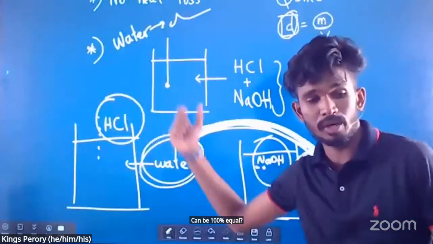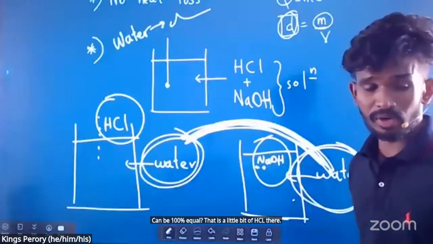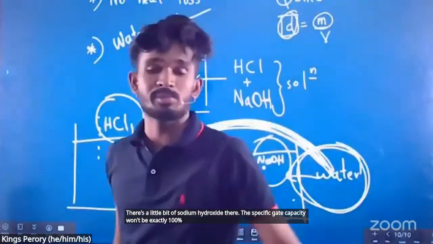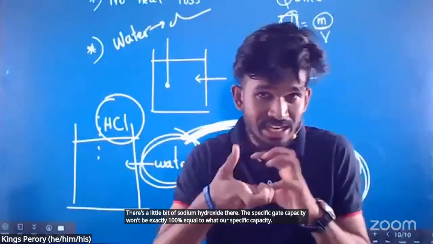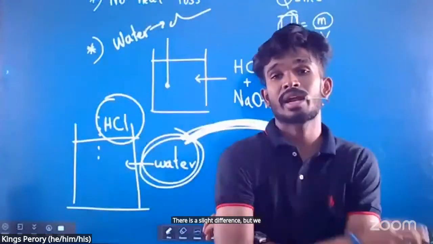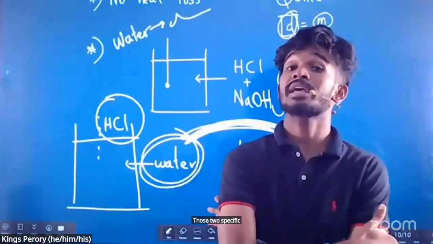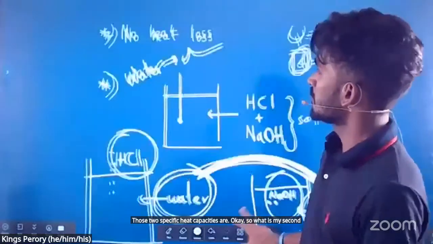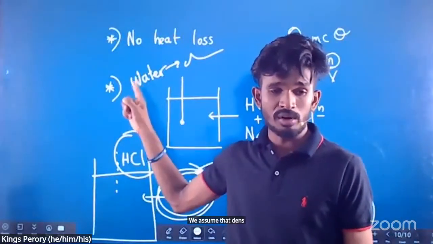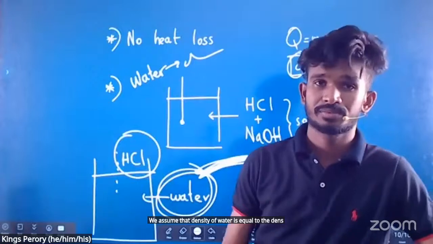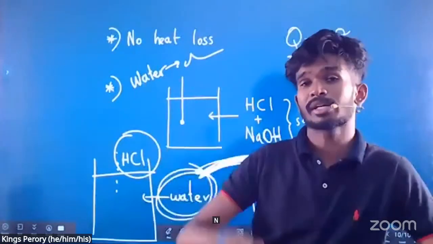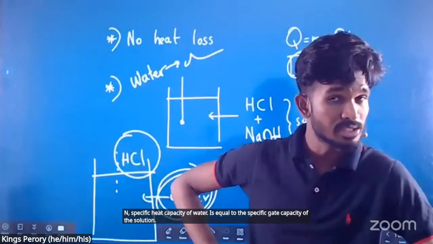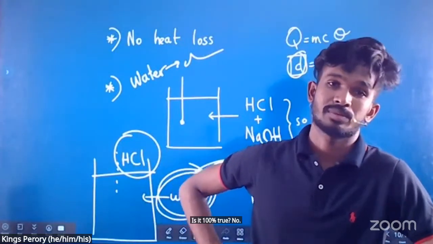There's a little bit of HCl there. There's a little bit of sodium hydroxide there. The specific heat capacity won't be exactly equal to water's specific heat capacity. There is a slight difference, but we make an assumption that those two specific heat capacities are equal. Okay. So what is my second assumption? We assume that density of water is equal to the density of solution, and specific heat capacity of water is equal to the specific heat capacity of solution. Is it 100% true? No, it's an assumption.